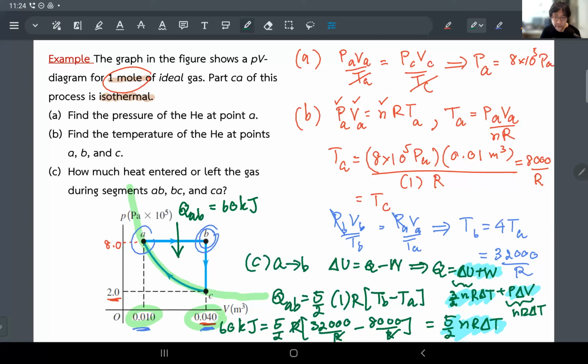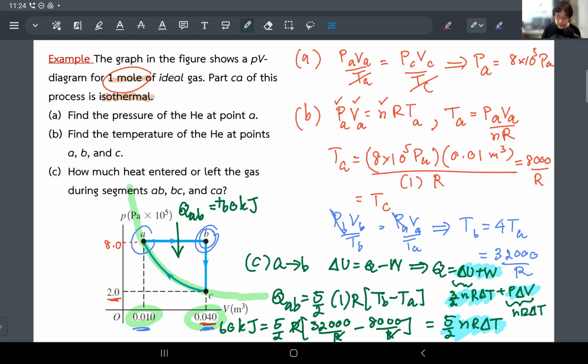I hope I did my math right. 24,000 divided by 2 is 12,000, times 5 is 60,000. Of course, it's 60 kilojoules right there. And it's entering because it's positive, so I can emphasize that by putting the positive sign in front. You guys with me now? Sort of get an idea? Okay, if this is good, you guys try B to C. Come on, B to C.